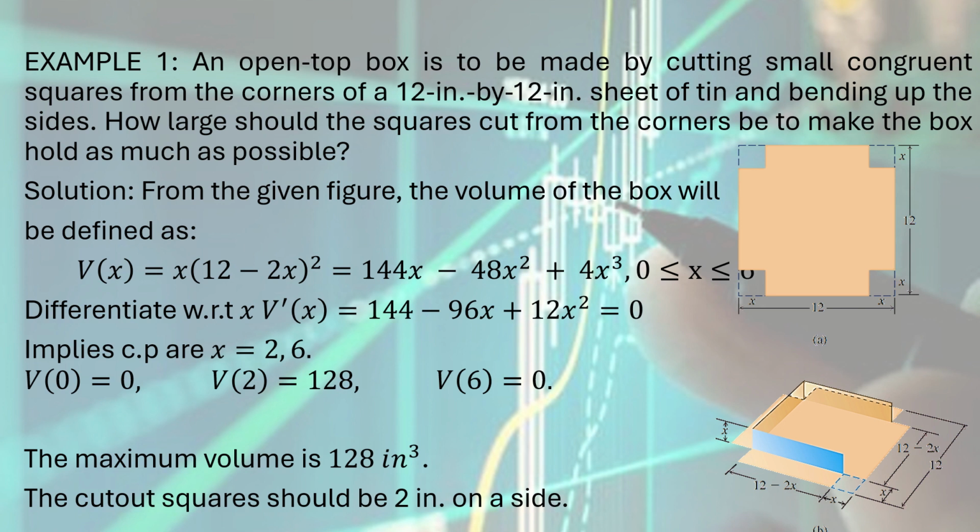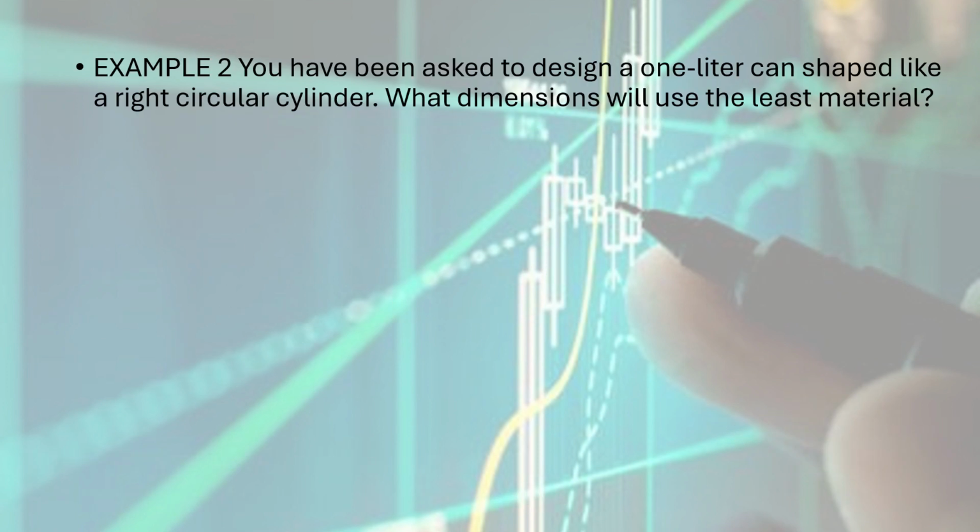So let's talk about another example. Assume that you are asked to design a 1 liter can shaped like a right circular cylinder. What dimensions will use the least material?